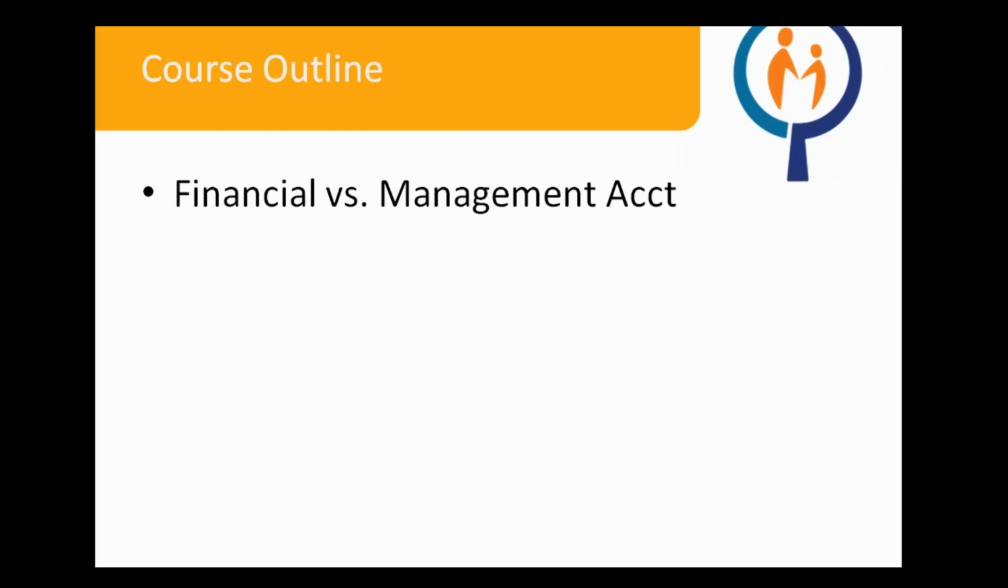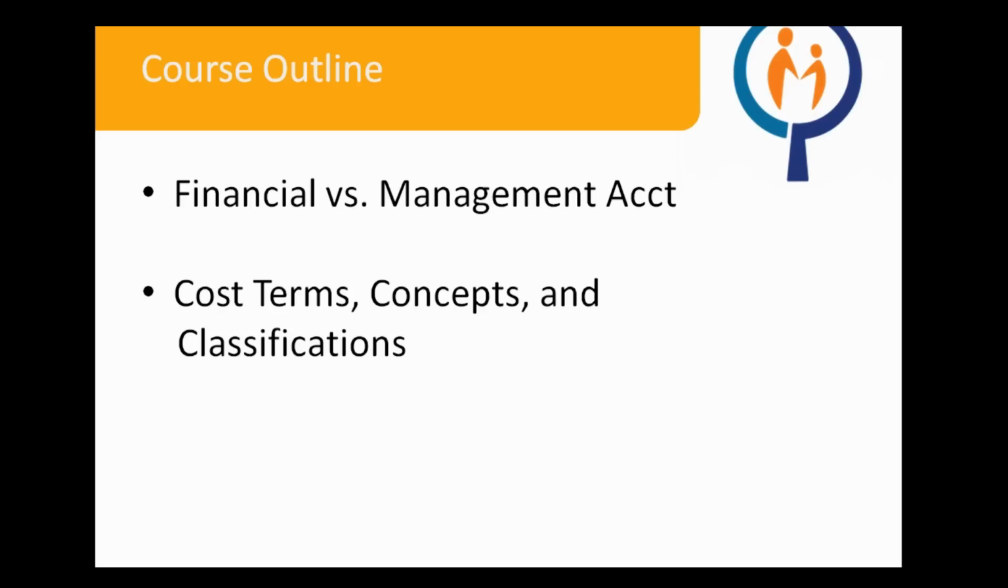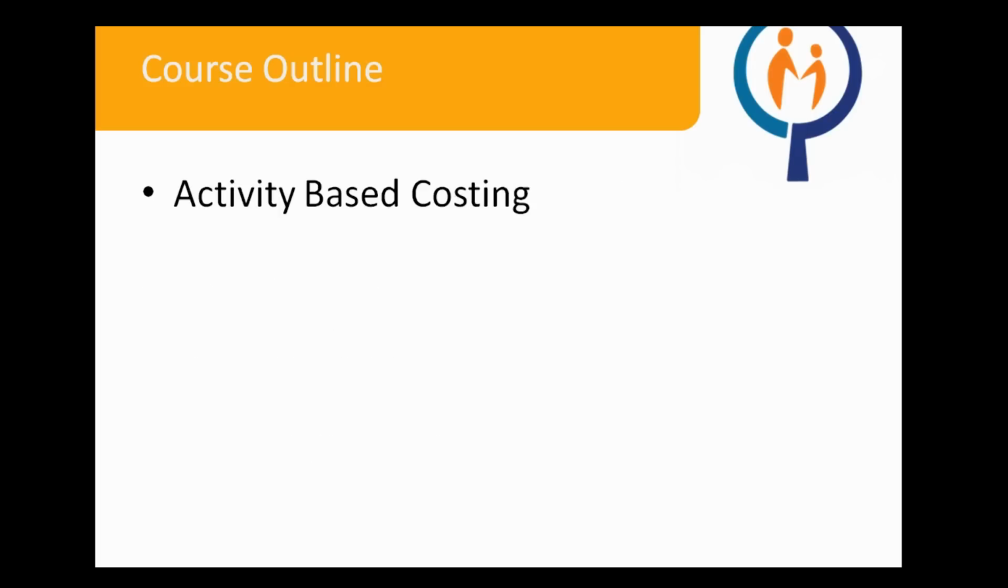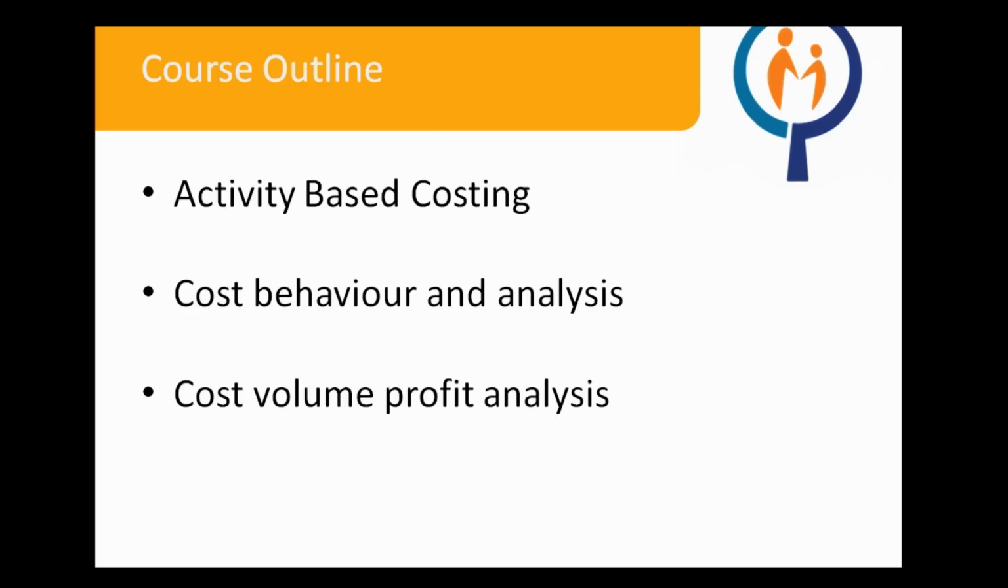In your introductory management accounting course, you can expect to cover the following topics: financial versus management accounting, cost terms, concepts, and classifications, including the differences between fixed, variable, and mixed costs, as well as sunk and opportunity costs, job order costing, activity-based or ABC costing, cost behavior and analysis, including the high-low method, cost volume profit analysis, including calculating a break-even, a point of indifference, and a margin of safety, as well as budgeting, which includes cash and production budgets.